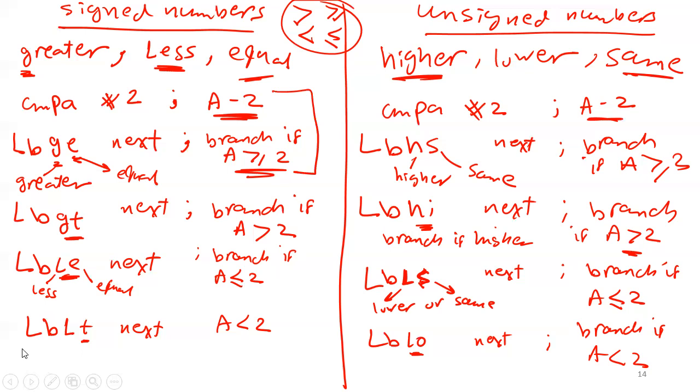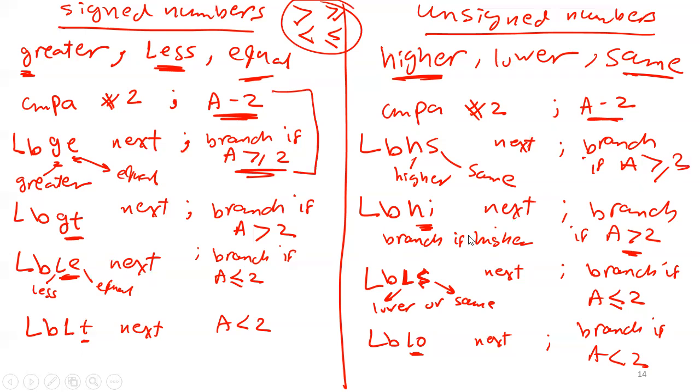This one, branch if less. Okay, guys? Is that clear? So number 1, you have to use compare. After compare, you have to use one of these 4 instructions: 1 for greater, 1 for less, 1 for greater or equal, 1 for less or equal. Is that okay?